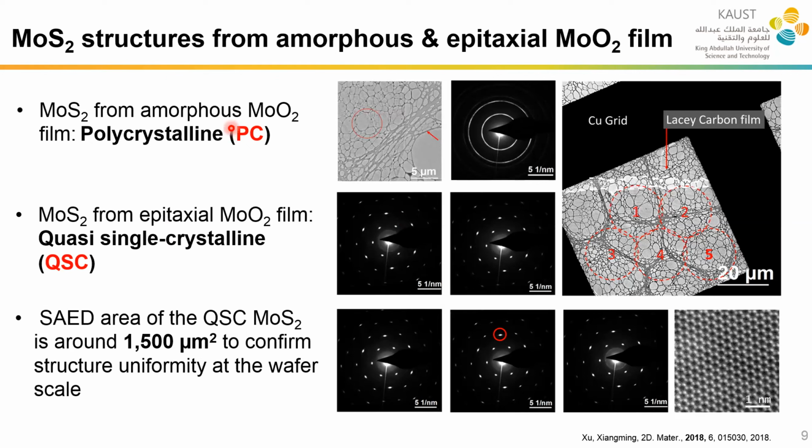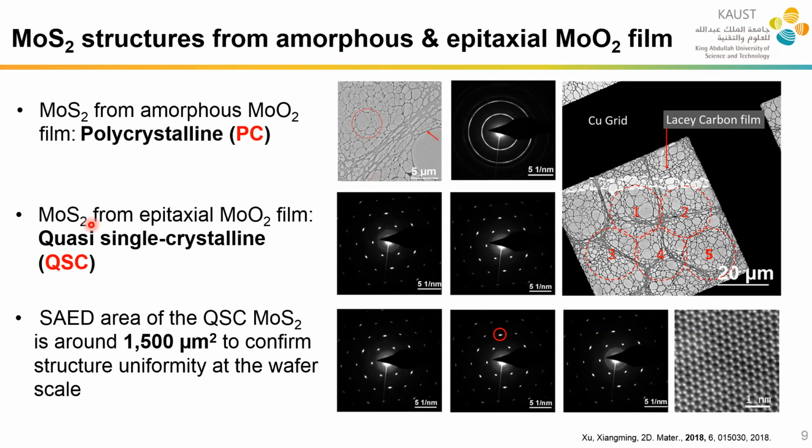So first of all, if we didn't prepare the high quality epitaxial moly oxide as the precursor, if we just use the normal amorphous moly oxide as the precursor and then convert into moly sulfide, we confirm that this moly sulfide is really a polycrystalline structure. Here is the selected area diffraction pattern. It's ring-like. Ring-like means it's really a polycrystalline structure.